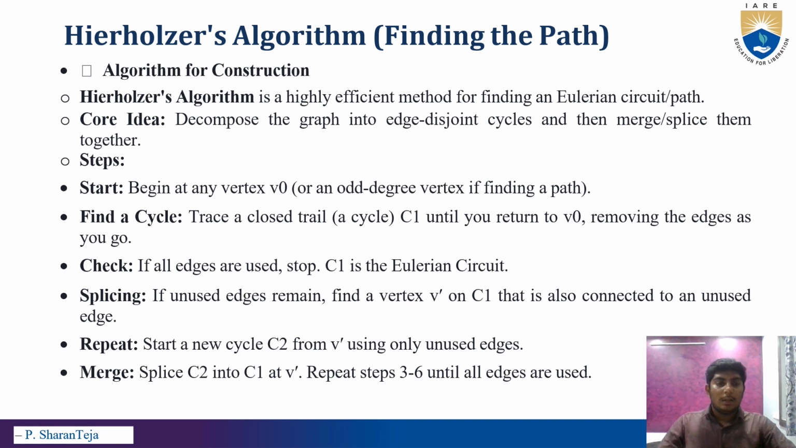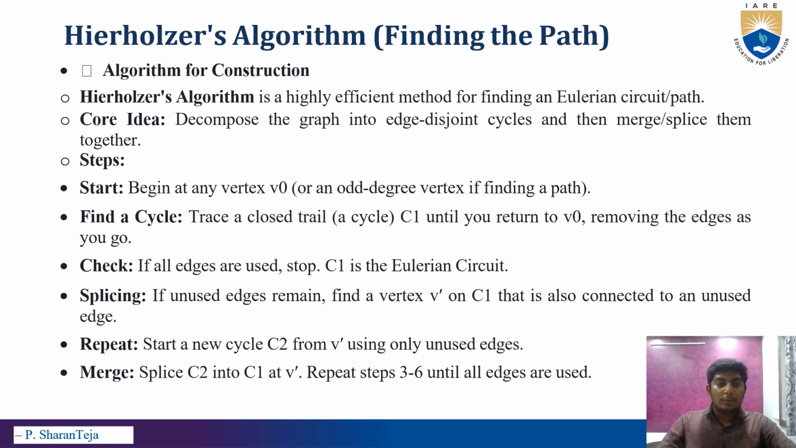The steps are: start at any vertex V0, or at an odd degree vertex if finding a path. Find a cycle, tracing a closed trail C1 until you return to V0, removing the edges as you go. Check if all edges are used. If so, stop; C1 is the Eulerian circuit.